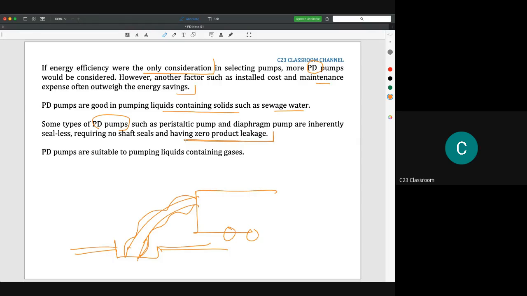So awak tahu orang yang buat dialysis, blood dialysis, so we need to take out their blood, flow it into a machine and then return back to human body. So we need to create a situation where there is less contact between mechanical parts and blood. So if you put that blood into the centrifugal pump, it will touch the blade, it will touch the seal, it will touch the bearing, and so on and so forth.